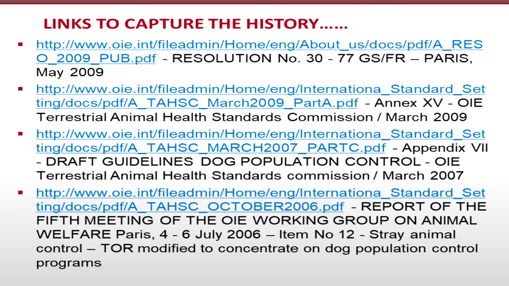I'll give you links which you can go to when you get the presentation, to show you the process, the events that led to the development of this standard. We had first Resolution Number 30 of the 77th General Session in Paris in May 2009. We had an annex to the OIE Terrestrial Animal Health Standards Commission of 2009. You can read what they said. You have an appendix to the draft guidelines on dog population control of the Terrestrial Animal Health Commission of March 2007. And we have the report of the 5th meeting of the OIE Working Group on Animal Welfare in Paris, 2006.